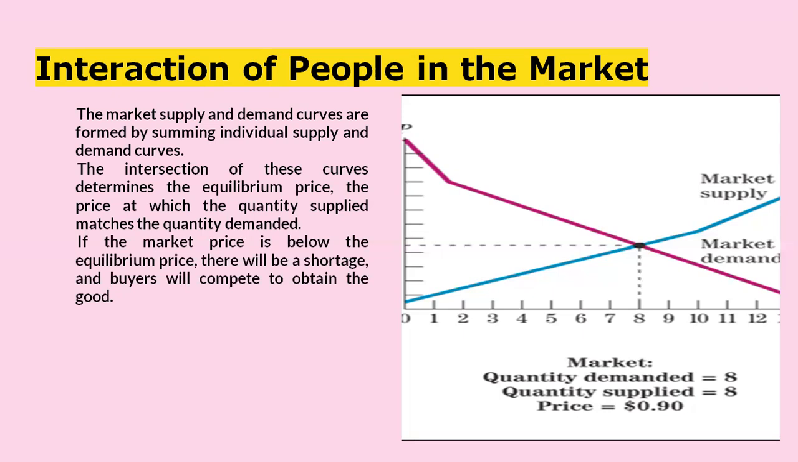If the market price is below the equilibrium price, there will be a shortage and buyers will compete to obtain the good. This will lead to an increase in the market price.